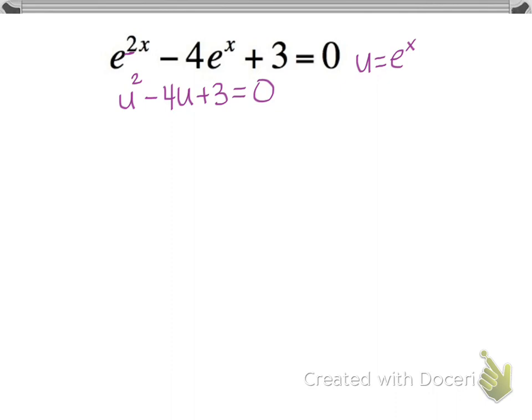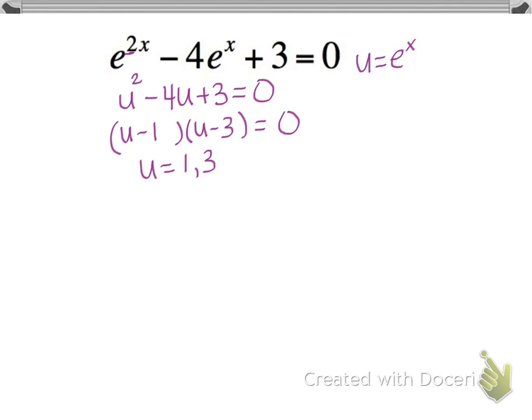Now this is a nice basic quadratic that we can go ahead and factor. We're looking for two things that multiply to 3 but add to negative 4. So they'd be minus 1 and minus 3. And so when we use our zero product property, we can see that u would be 1 and 3. Only we didn't want to know what u equaled, we wanted to know what x equaled.